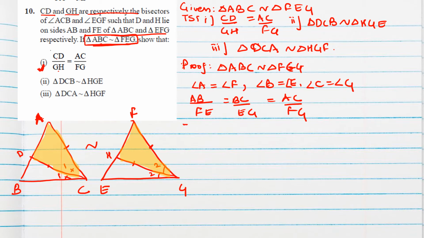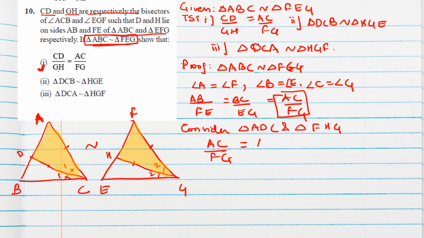Okay. So consider triangle ADC and triangle FHG. So already AC by FG is given, right, by this one. See, AC by FG is given. AB by FE, we can see here. But AB by FE I can write as twice of AD and twice of FH.